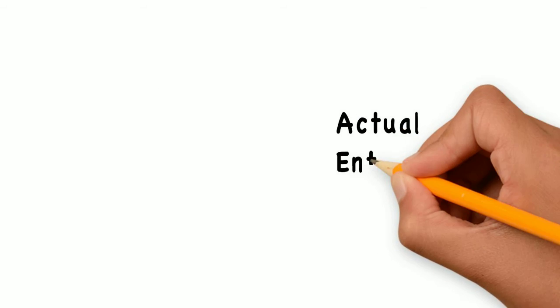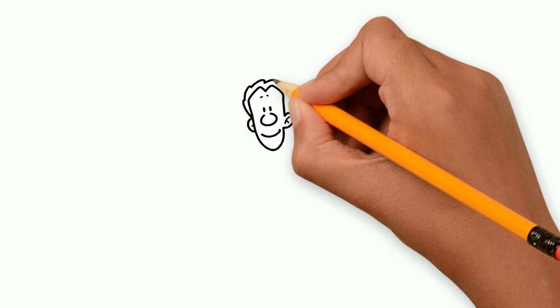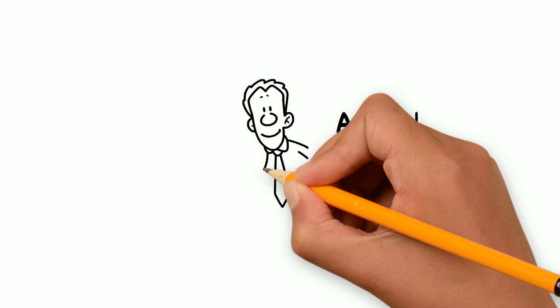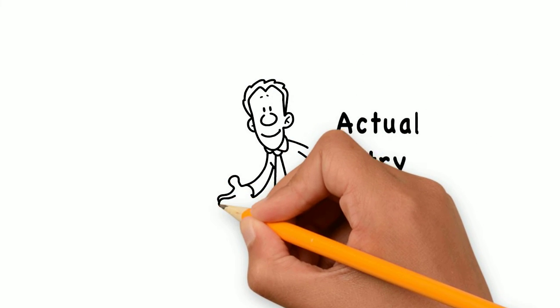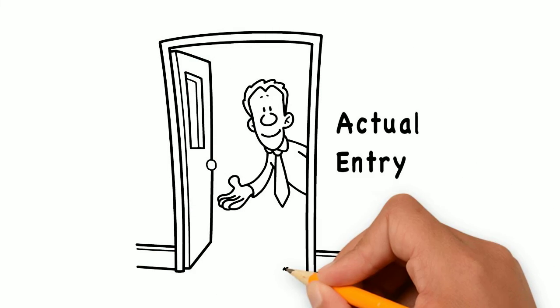Actual is the next element. All it means is that you have to actually enter, use, and physically occupy the land for the entire period. Sometimes professors will call it actual entry.